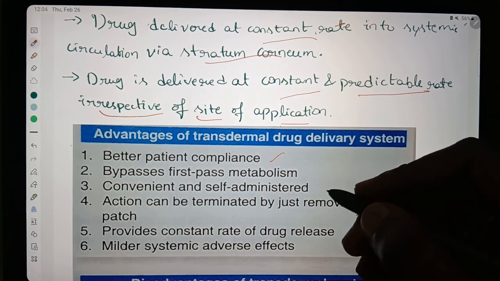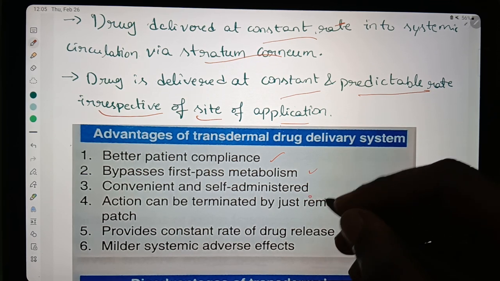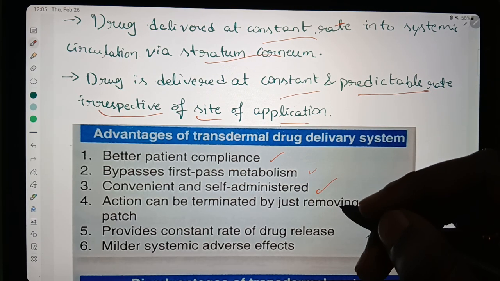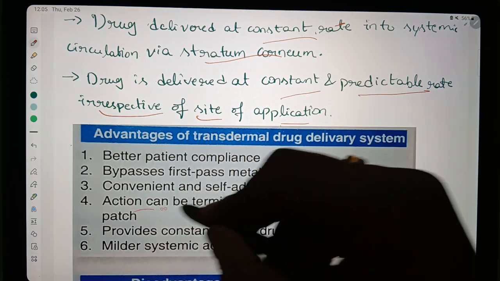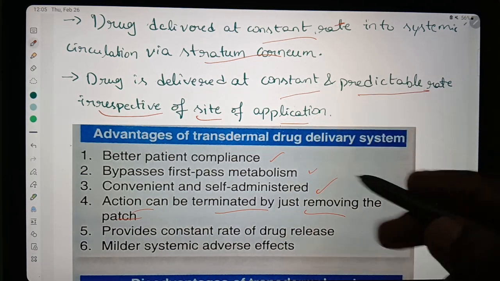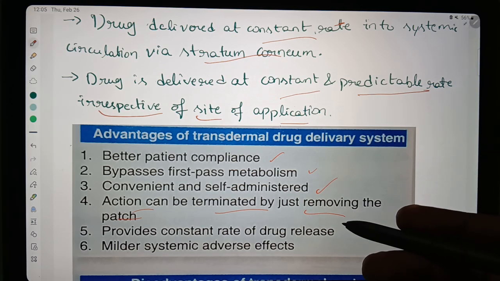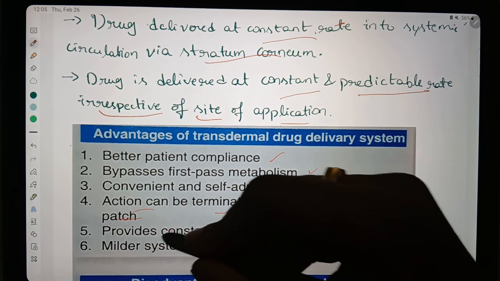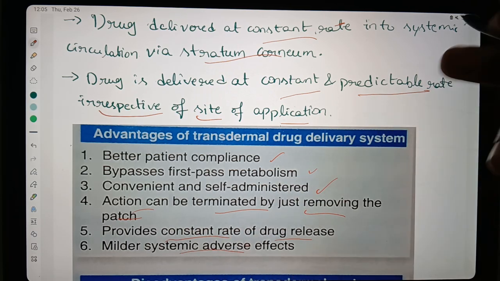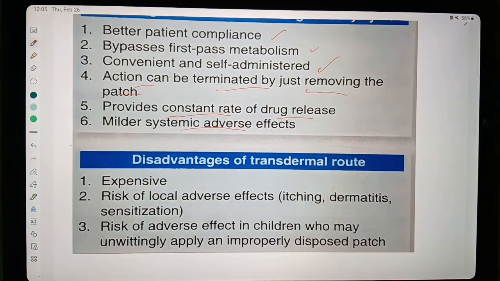Better patient compliance. They can apply it easily, there is no first pass metabolism, and it is convenient and self-administered. They can do it by themselves, and the action can be terminated by just removing the patch. They can remove it in the middle, or they can rub it off, or wash it. It also provides a constant rate of drug release and milder systemic adverse effects. There will not be that many adverse effects by using a transdermal route.